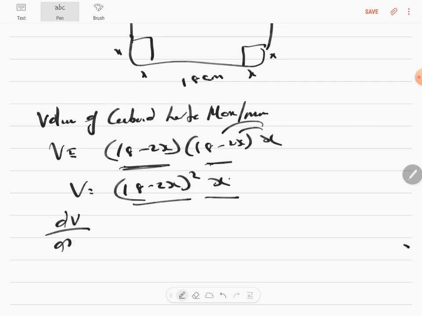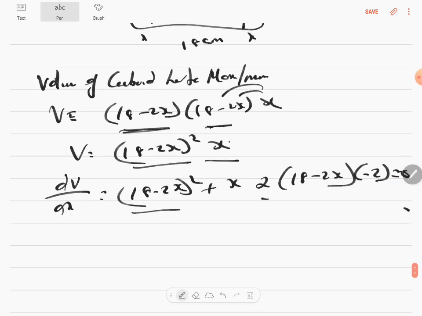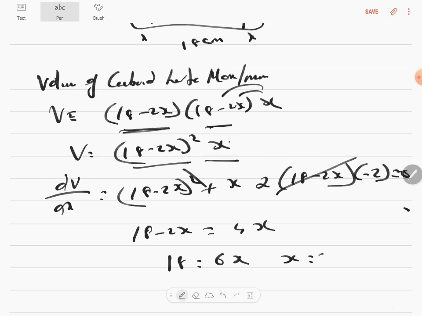dv by dx is: write the first as it is, differentiate the second, which gives 1, plus write the second as it is, differentiate the first, which gives 2 into 18 minus 2x into minus 2, is equal to 0. From this, you can take what is common outside. You can cancel the 18 minus 2x. So 18 minus 2x itself is equal to 4 into x. Correct? So 18 is equal to 6x. So x is equal to 3.